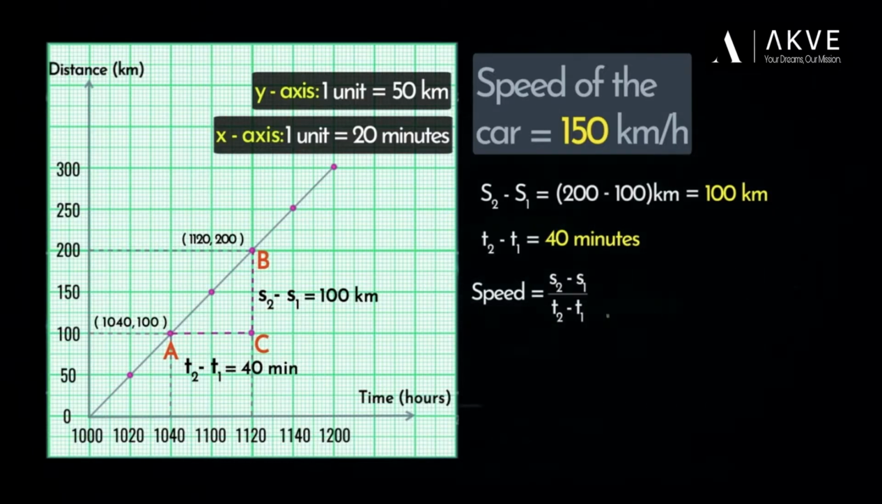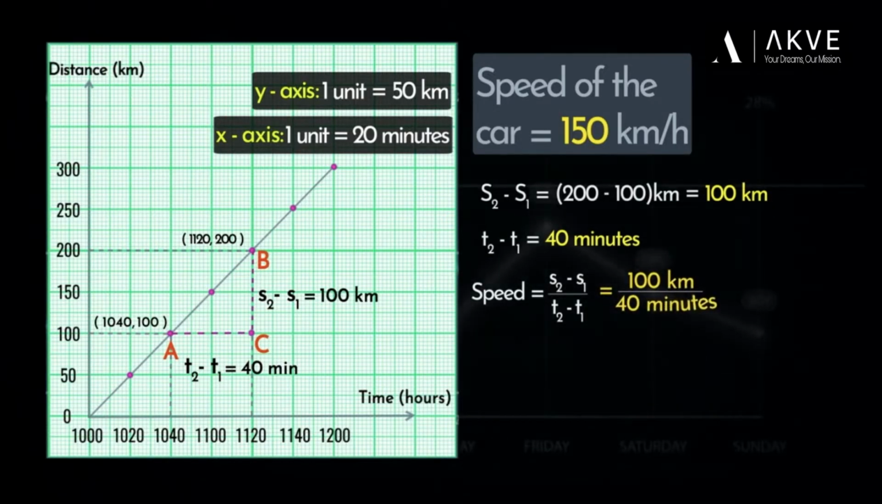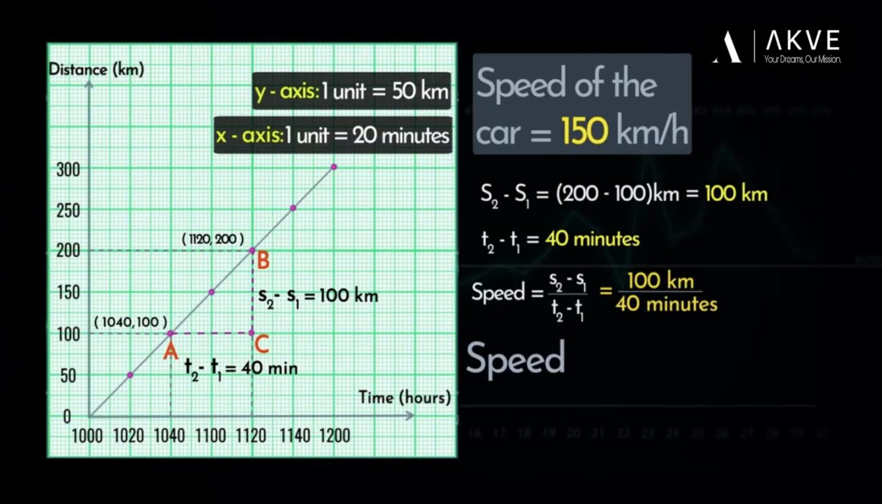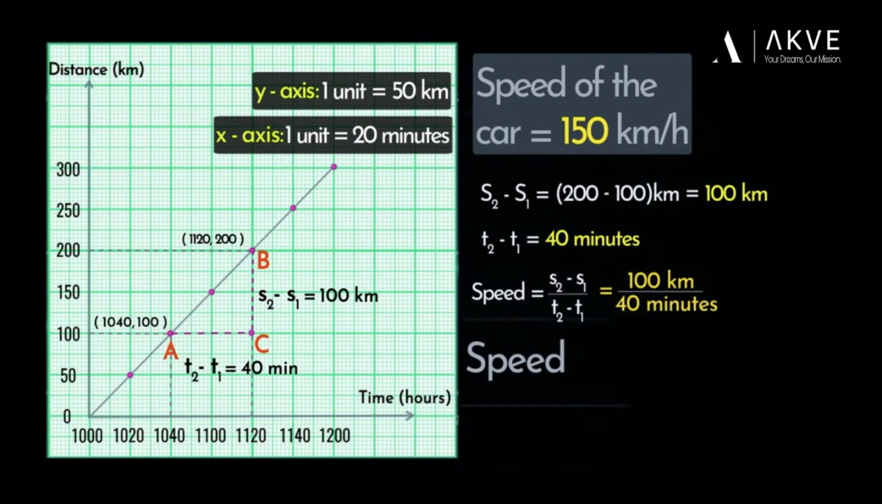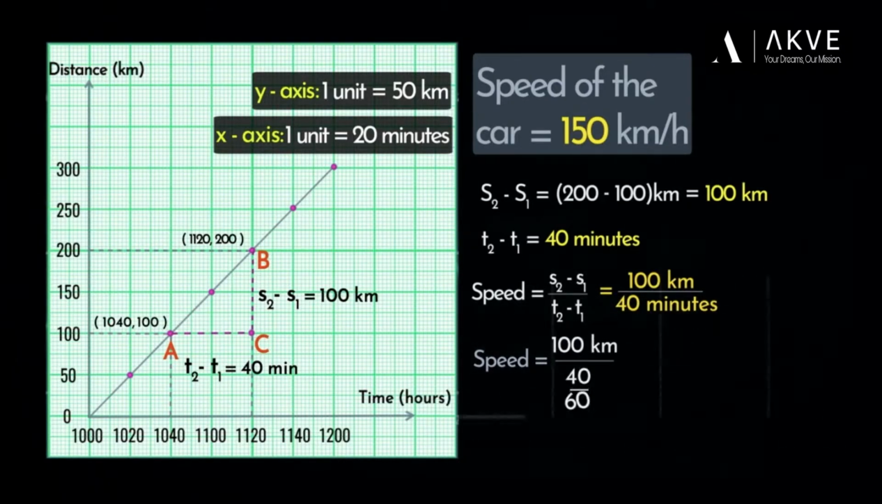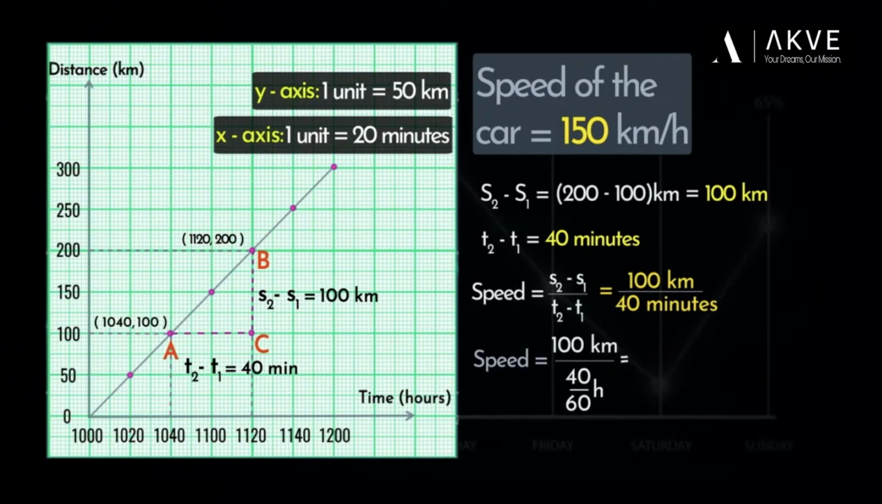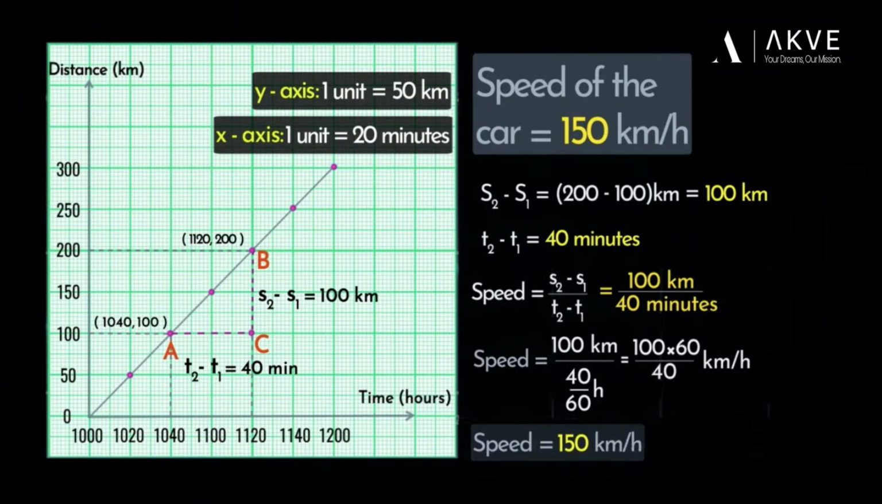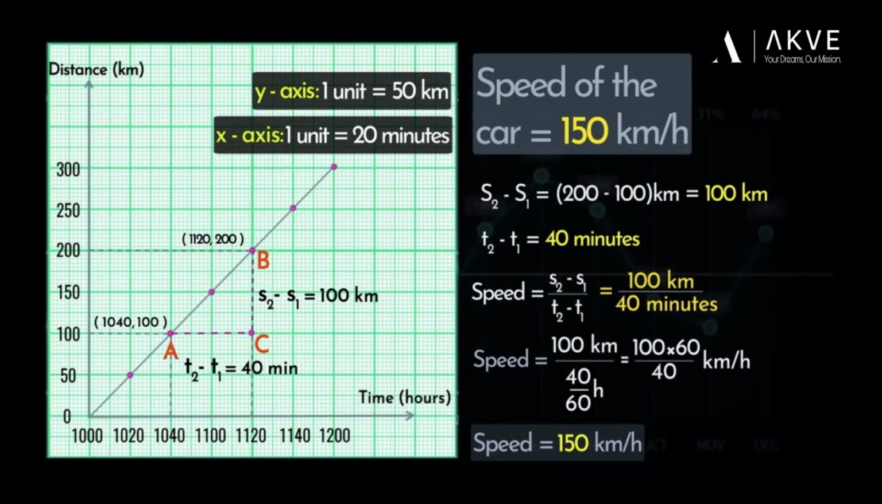So if I have to get the value of speed, that comes out to be 100 kilometers divided by 40 minutes. But hey, if I solve this fraction, I'll get the value of speed in kilometers per minute. So let me convert minutes into hours to get my final answer for speed in terms of kilometers per hour. To do that, I'll divide 40 by 60 and my fraction would change to 100 kilometers divided by 40 upon 60 hours. Now that comes out to be ultimately 100 times 60 divided by 40 or 150 kilometers per hour. That's the answer for the speed of this car, guys.